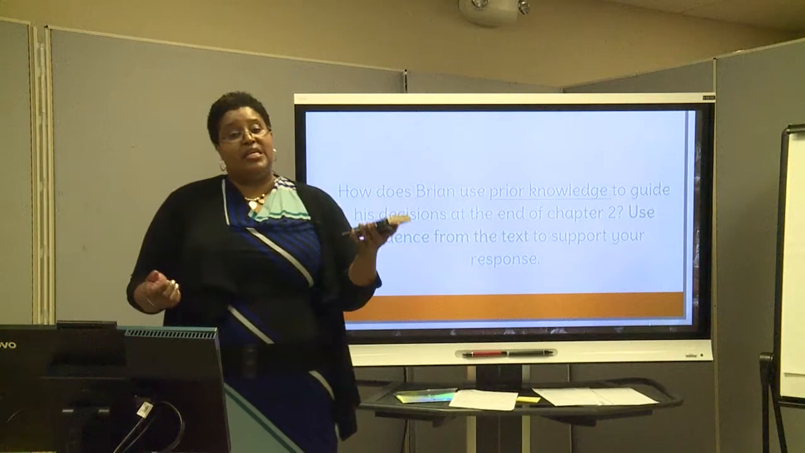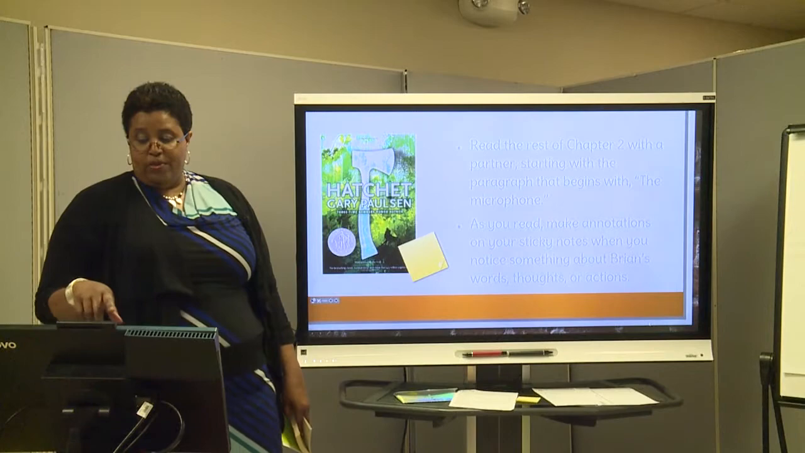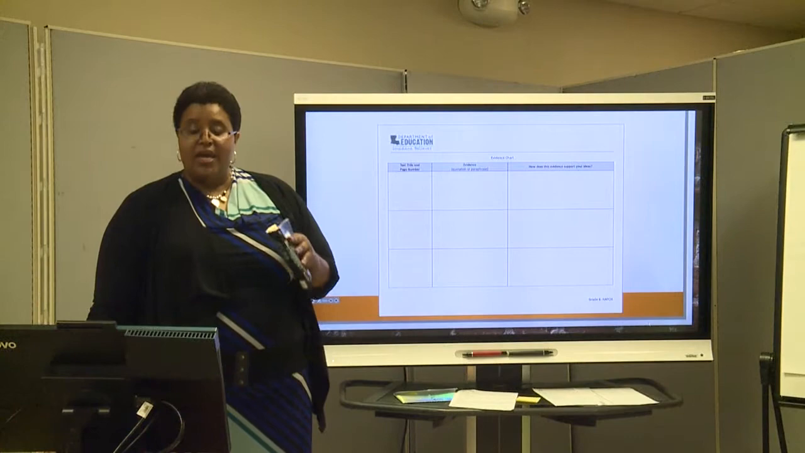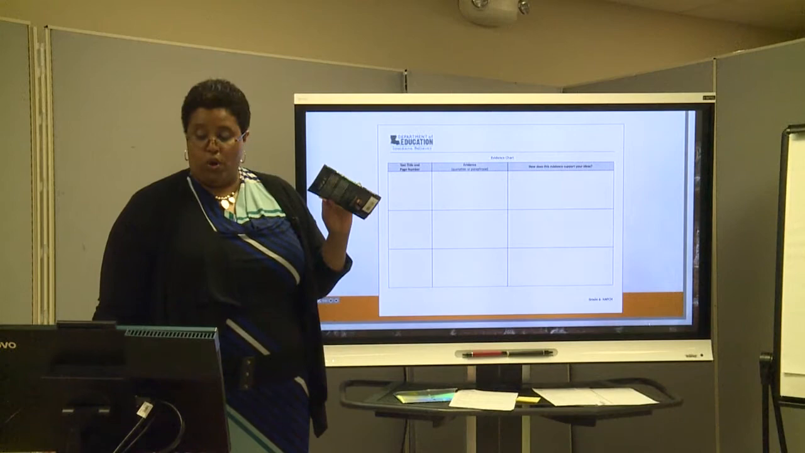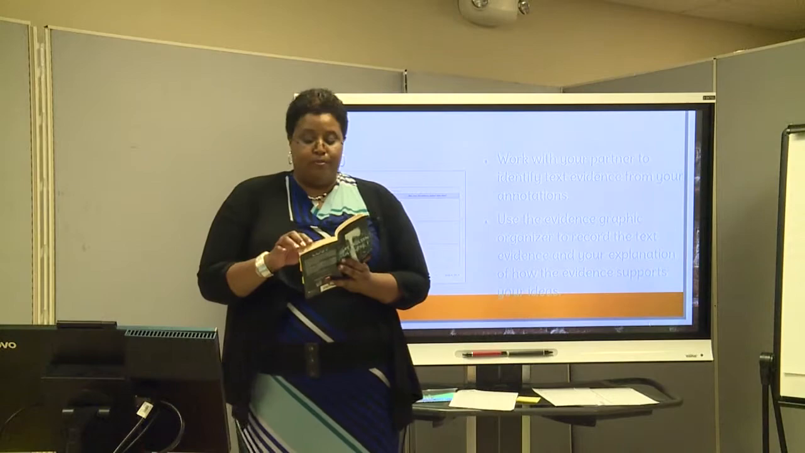All right, so this says read the rest of chapter 2, but we're going to go ahead and kind of move on from that. It says, with the partner starting with the paragraph that begins with the microphone. And as you read, make annotations on your sticky notes when you notice something about Brian's words, thoughts, or actions. And this is the evidence chart that is in your student materials that you're going to be using as you continue working. All right, so let me just skip around in chapter 3. We've already read chapter 2, so we're going to move ahead a little bit. And we're going to read a little bit of chapter 3.